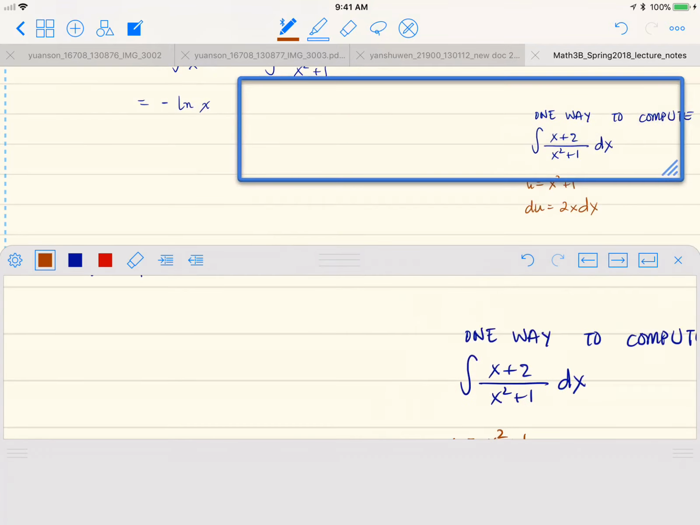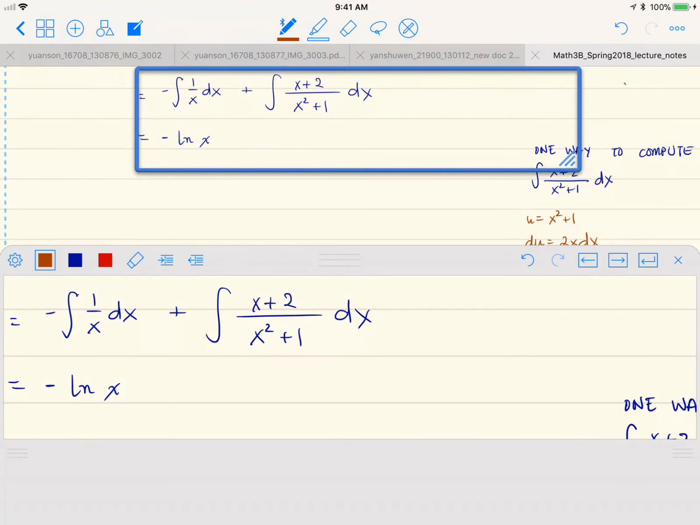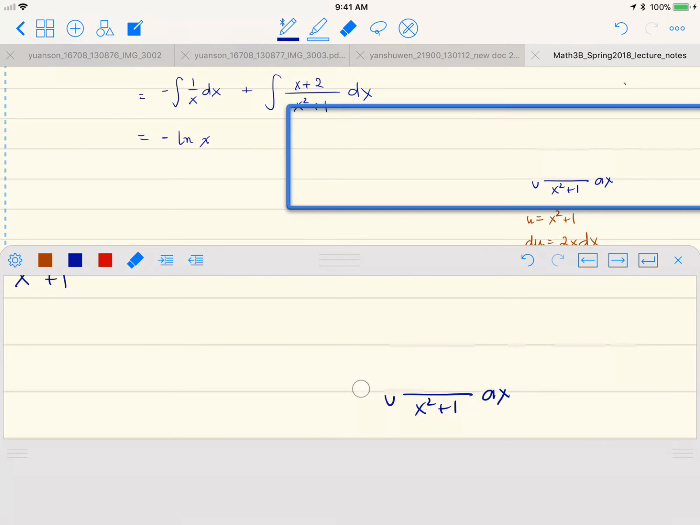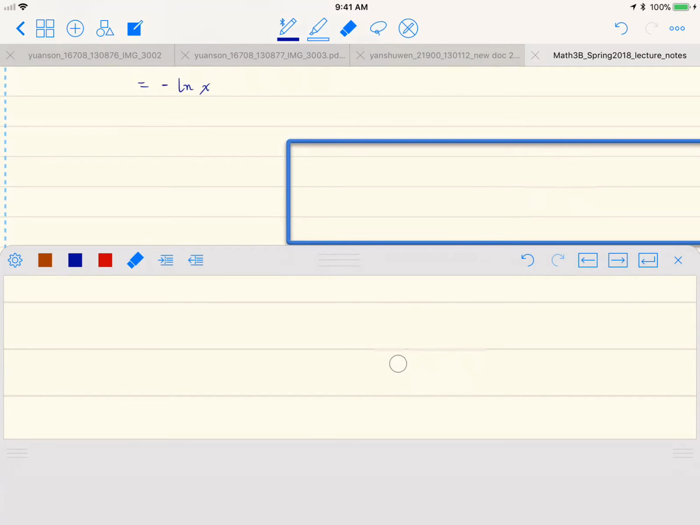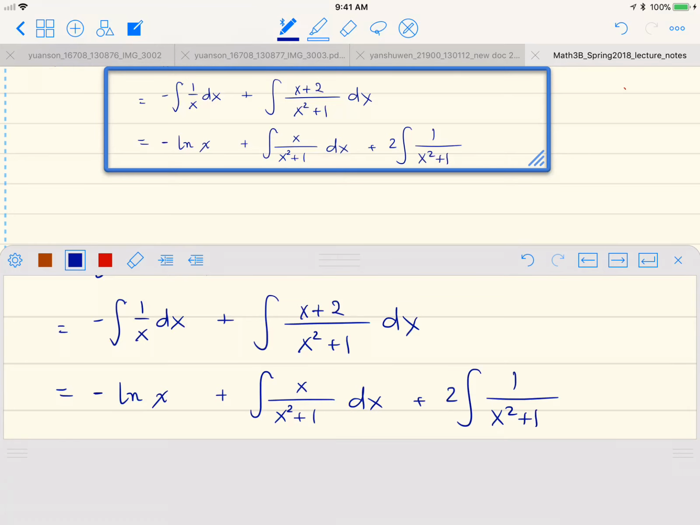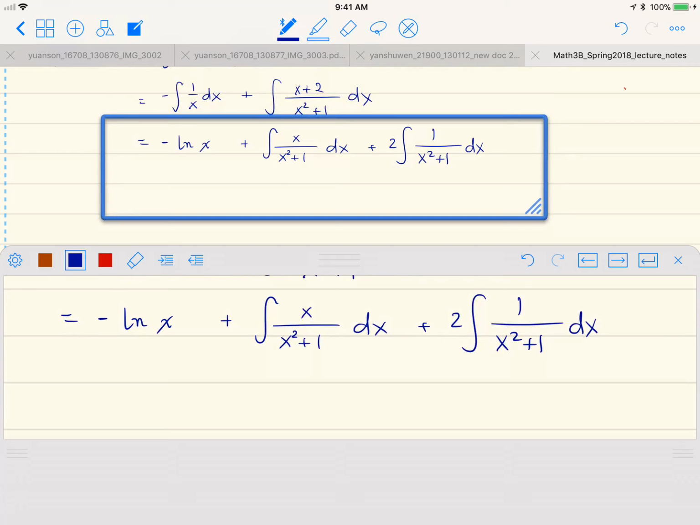Well, I guess for this problem, there's just pretty much one way. This problem isn't going to show you the technique that I wanted to show you, so we'll ignore this part right here. For now, let's plan on just working with this precise example. Let's split this integral up one more time: the integral of x over x squared plus 1 dx plus 2 times the integral of 1 over x squared plus 1 dx.